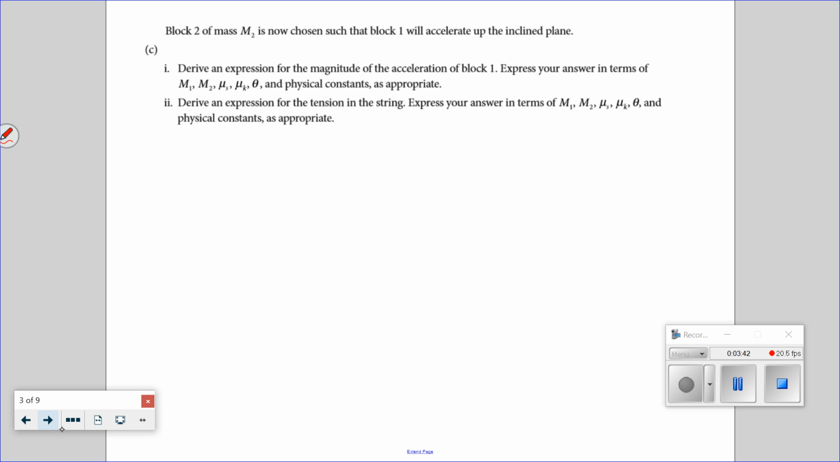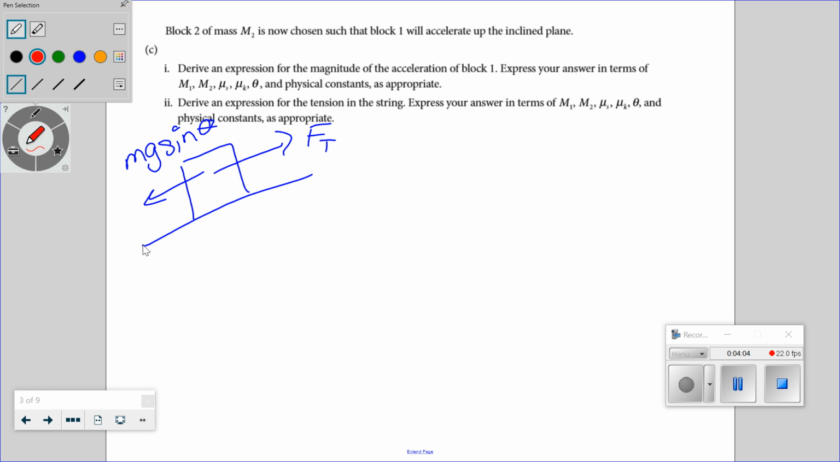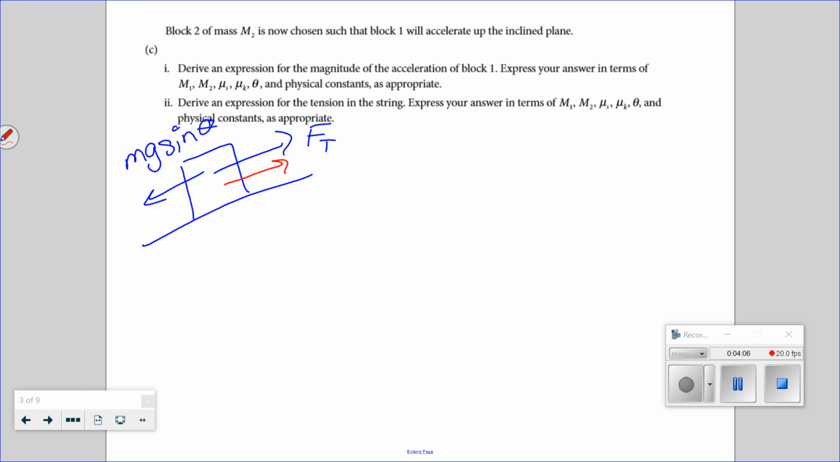So we'll see if I can get this one right. Part C. Now block 1 will accelerate up the inclined plane. Let's sketch that real quick. So we have block 1. Now it's going up because there's a force of tension due to the other block. I'm still going to have mg sine theta pointing down. If it's accelerating up the ramp, then I also have to have friction going back. Derive an expression for the magnitude of the acceleration.